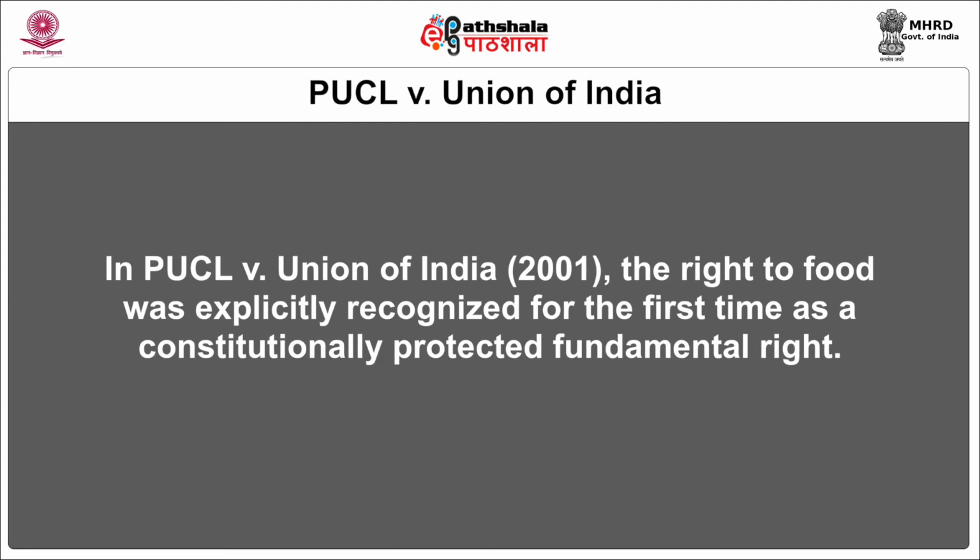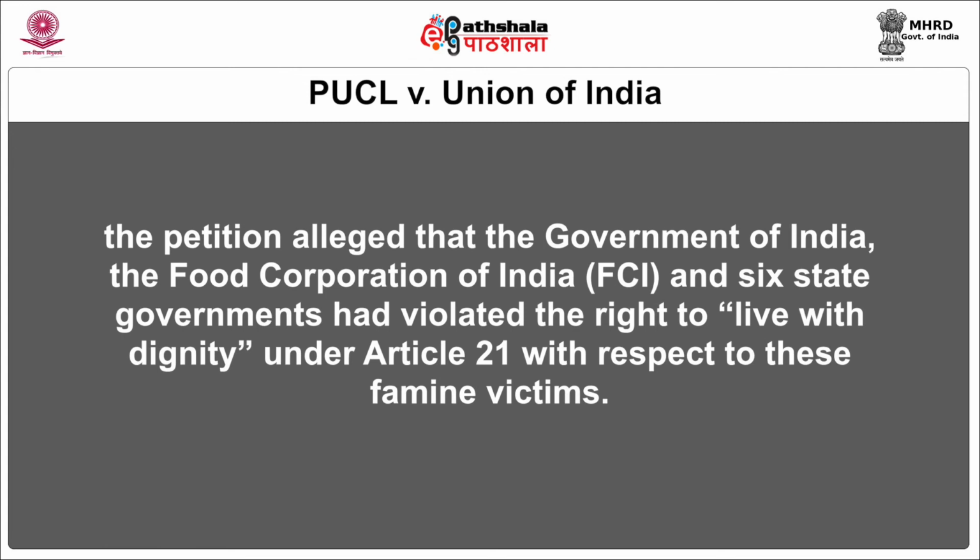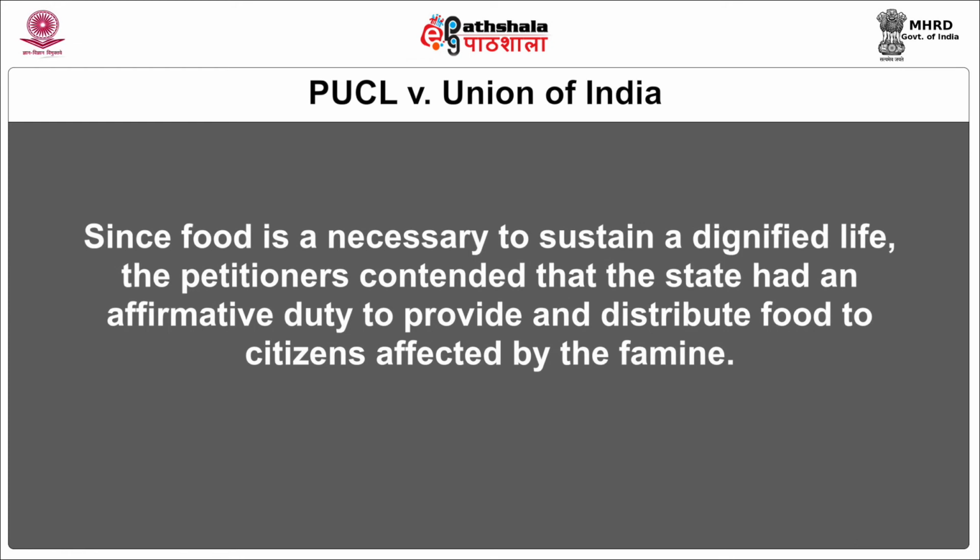In PUCL versus Union of India, 2001, the right to food was explicitly recognized for the first time as a constitutionally protected fundamental right. This case began as a writ petition filed by an NGO on behalf of millions of Indian citizens who were without adequate food following a famine. Relying on the Francis Coralie case, the petition alleged that the Government of India, the Food Corporation of India, that is FCI, and the 6 state governments had violated the right to live with dignity under Article 21 with respect to these famine victims. Since food is a necessary thing to sustain a dignified life, the petitioners contended that the state had an affirmative duty to provide and distribute food to citizens affected by the famine.